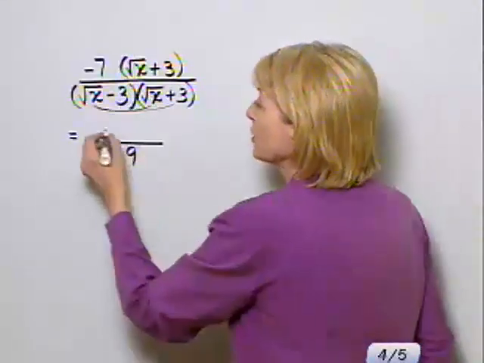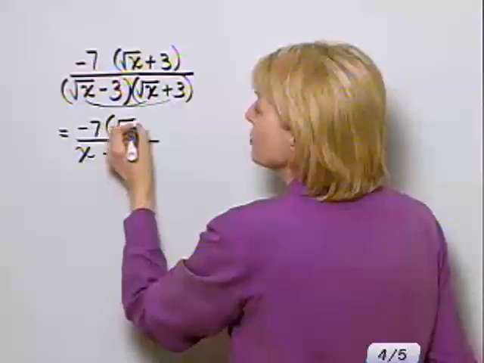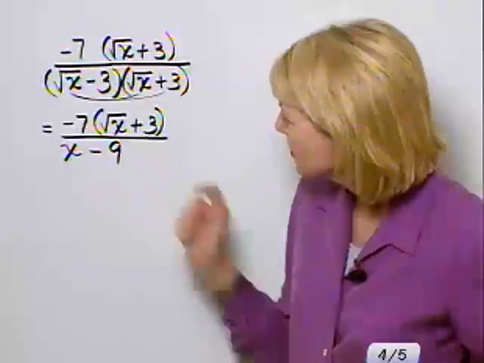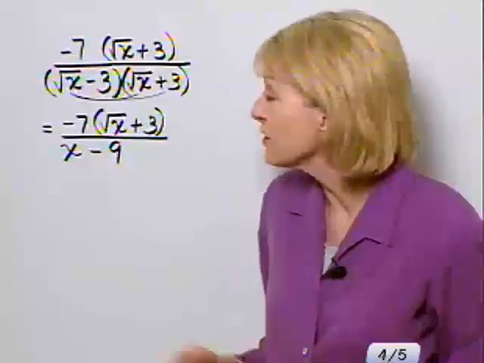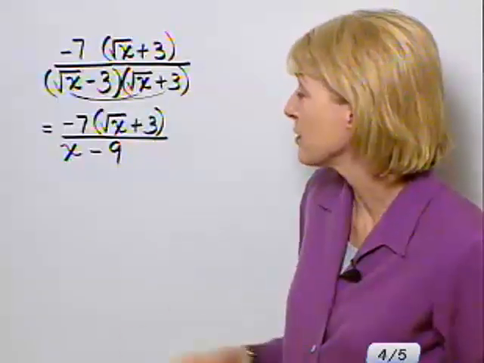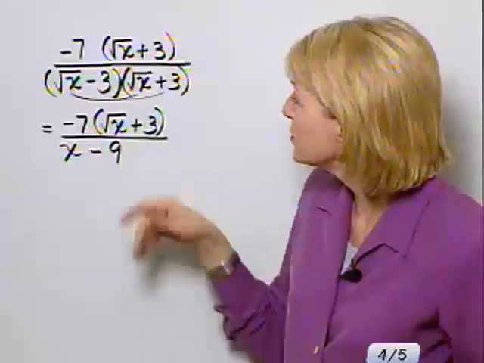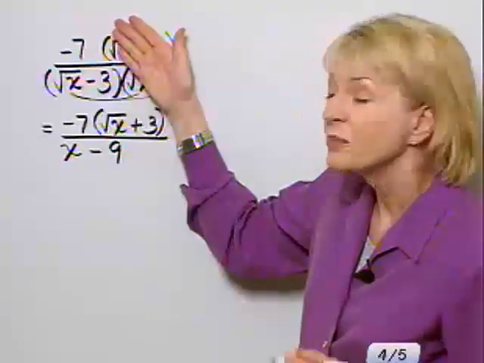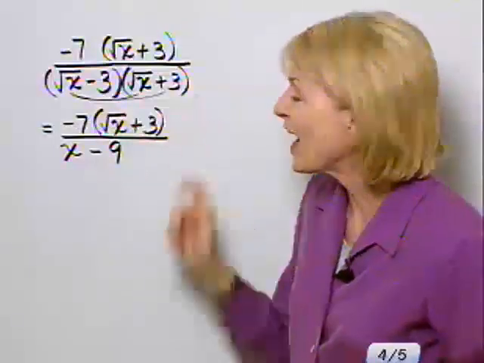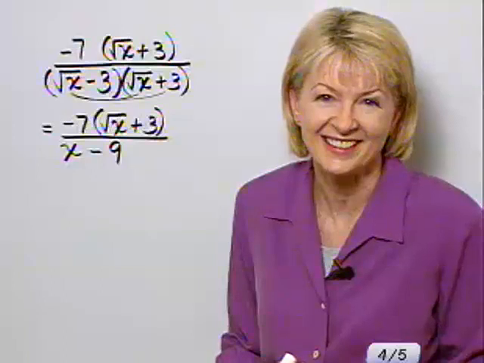Now in the numerator, we just have negative 7 times, in parentheses, square root of x plus 3. There's no simplifying that can be done here, so there's really in this case no need to multiply out in the numerator. So this is an appropriate answer. It is equivalent to the original expression, but the denominator is rationalized, or you can certainly multiply out in the numerator. Makes no difference. We're not simplifying any.